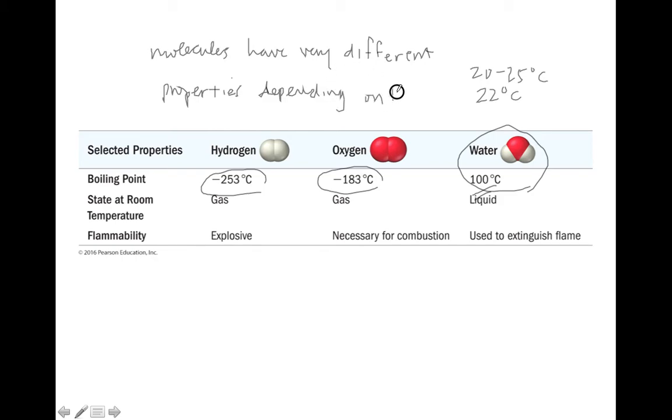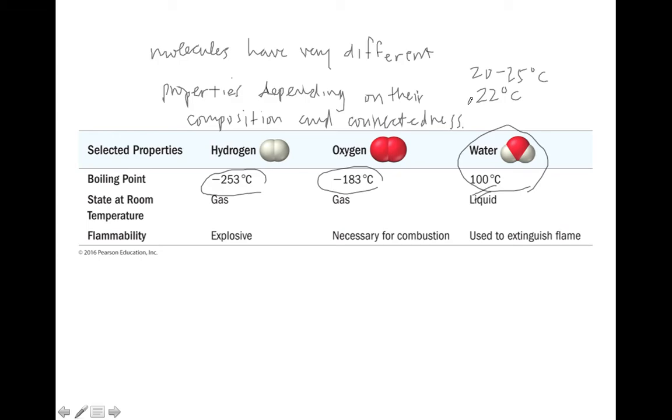depending on their composition, and I'm going to say connectedness. I think connectedness, we may later call that connectedness. Sorry for my handwriting. Molecules have very different properties depending on their composition and connectedness, right? And that's the big take home of chapter 3, section 1.